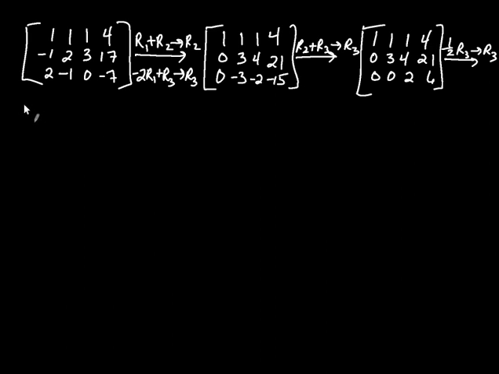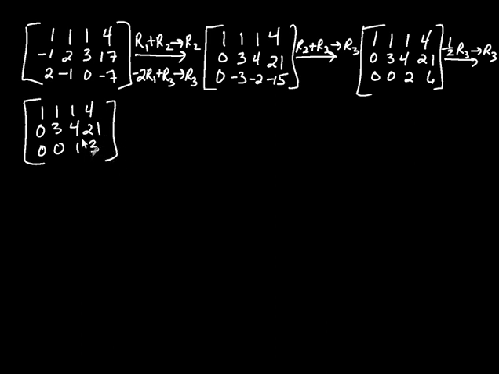And what do I get when I do that? Well, top row is still 1, 1, 1, 4. Middle row is still 0, 3, 4, 21. Bottom row is going to be 0, 0, 1, 3, right? Because I'm simply multiplying each of these by 1/2. So 0, 0, 1, 3.